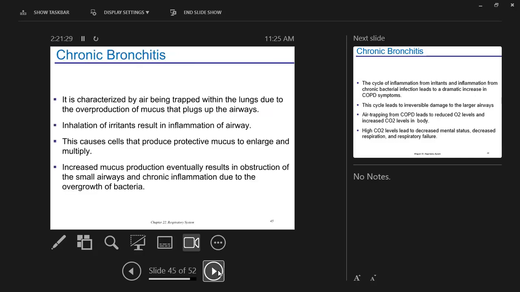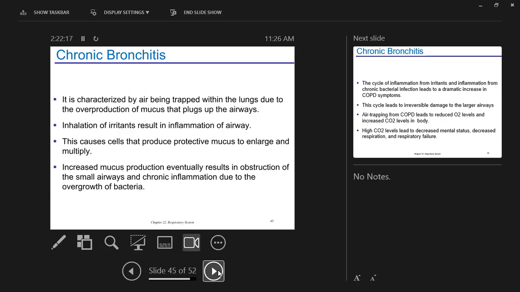This mucus causes the patient to trap air in their lungs. The mucus is blocking the trachea, blocking the bronchi, blocking the bronchioles, the smaller bronchi. The lining of the bronchi continues to respond to the irritants, and they produce more and more mucus to try and protect the bronchi, which simply makes the problem worse. Because now the thicker layer of mucus makes it more difficult for air to get through.